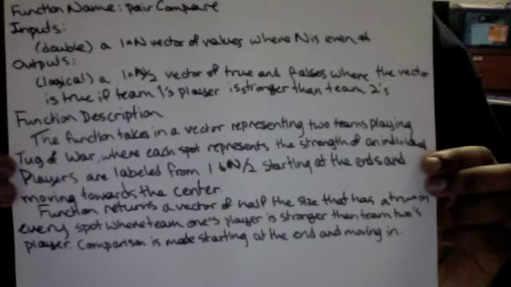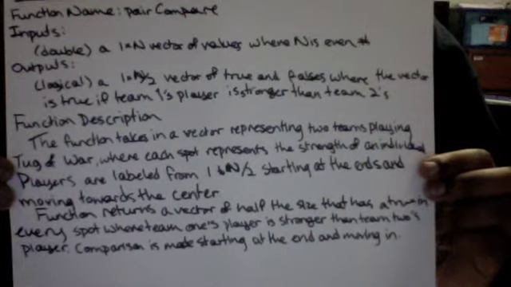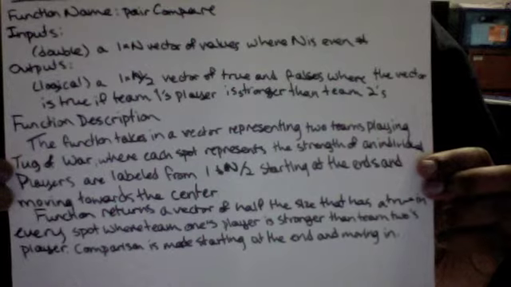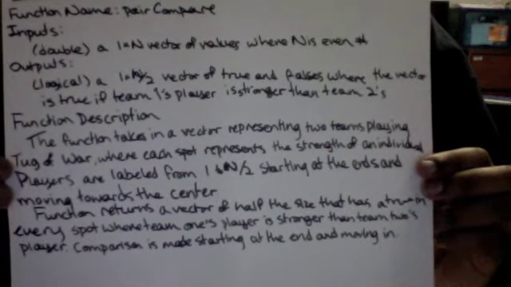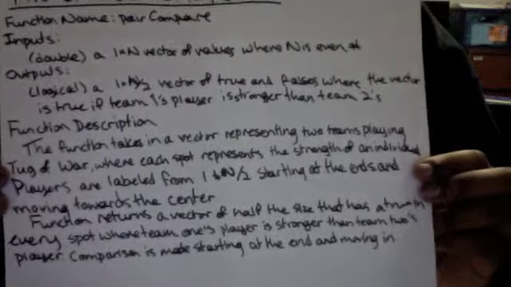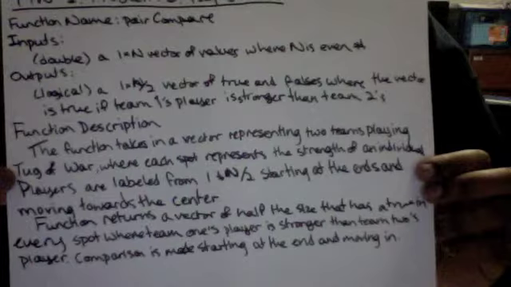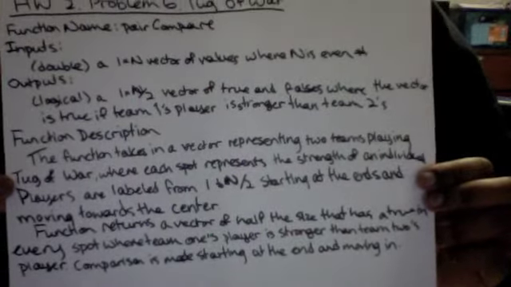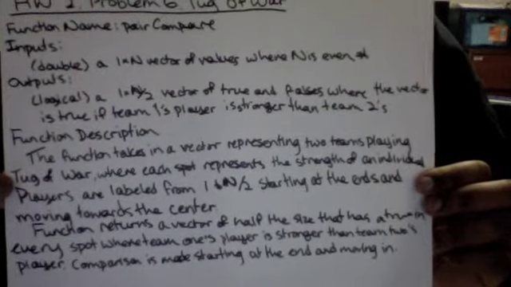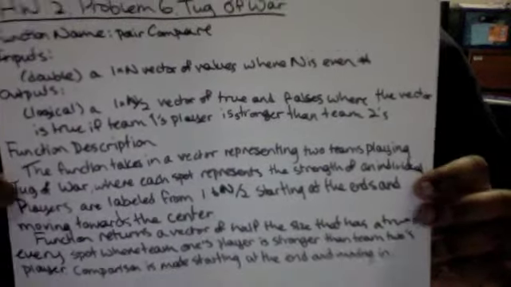So the function description: the function takes in a vector representing 2 teams playing tug of war where each spot represents the strength of an individual. Players are labeled from 1 to n over 2, starting at the ends and moving towards the center. The function is going to return a vector of half the size of the original that has a true in every spot where team 1's player is stronger than team 2's player. The comparison is made starting at the ends and moving inwards.